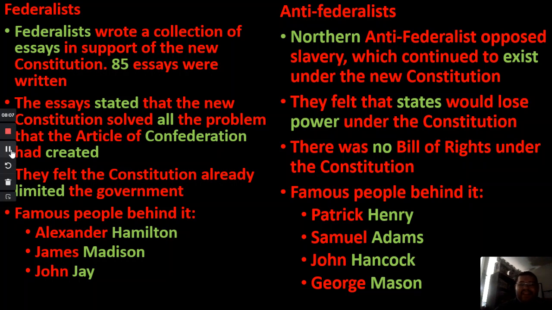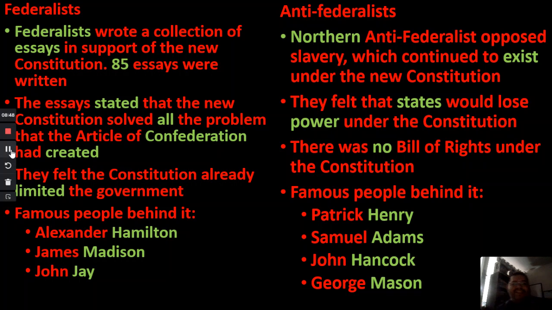So basically, the essays stated that the new Constitution solved all the problems of the Articles of Confederation, and it basically limits the power of the government itself. So we don't need a Bill of Rights. We don't need something on paper saying people have the right to this, people have the right to that. They're like, that list will be way too long. It's fine the way it is. It says what the powers of the government are, what they can't do, things like that. So just sign it and let's get this done with. Famous people who were Federalists were, like I said, Alexander Hamilton, James Madison, John Jay.